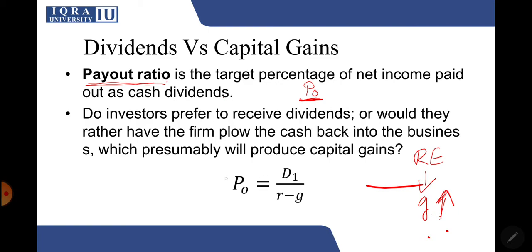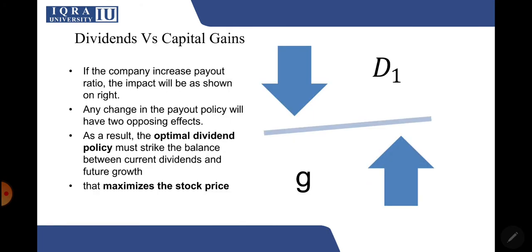Now this is the constant growth formula. We're going to use this formula in order to see how an increase in the payout ratio impacts your stock price. So if the company increases the payout ratio, the impact will be as shown on the right. Yes, I'm going to write the formula over here as well. This is your constant growth formula that you studied in Principles of Finance.